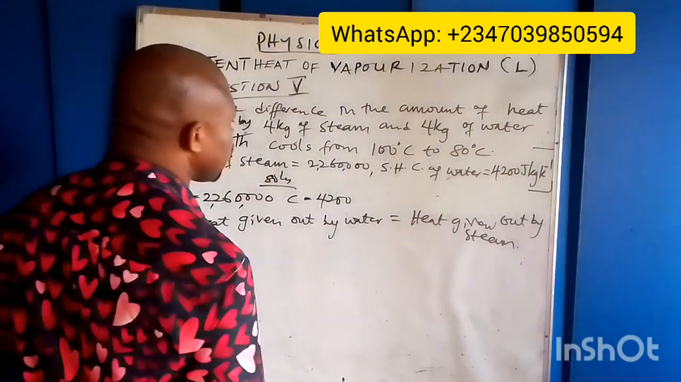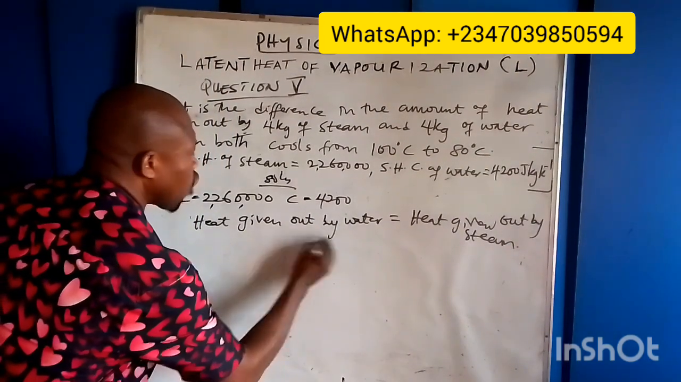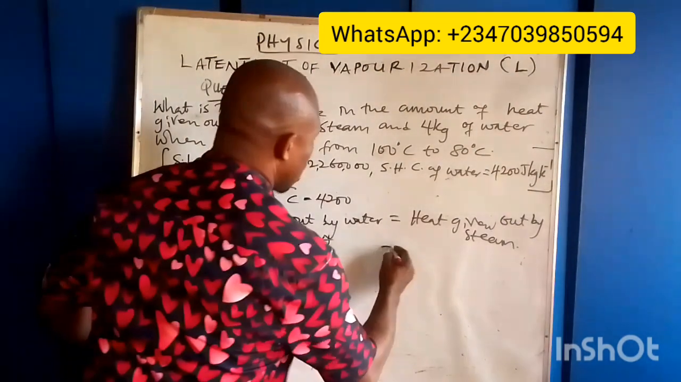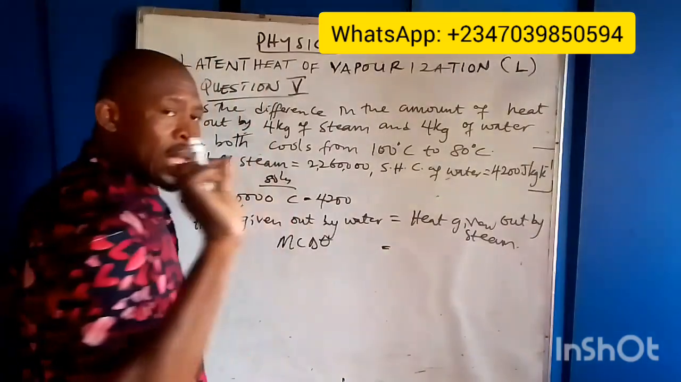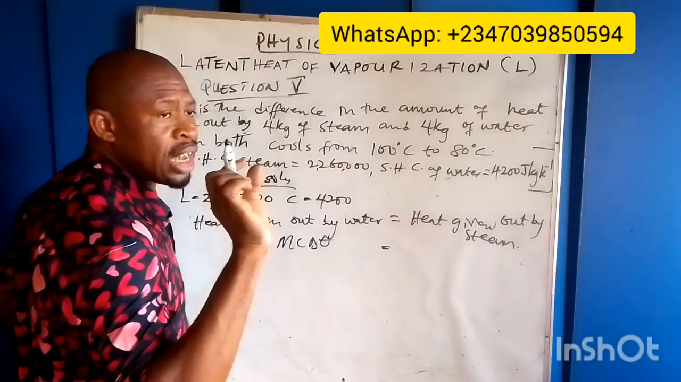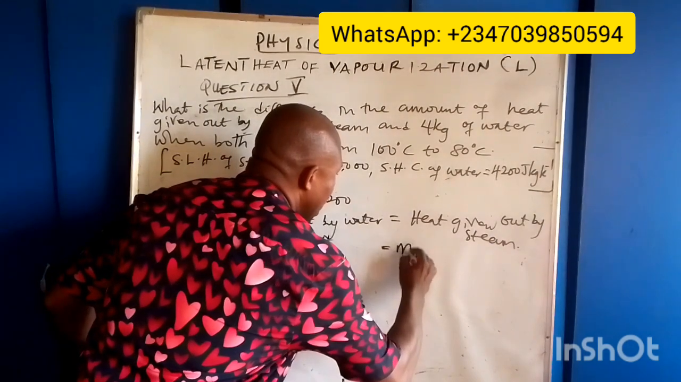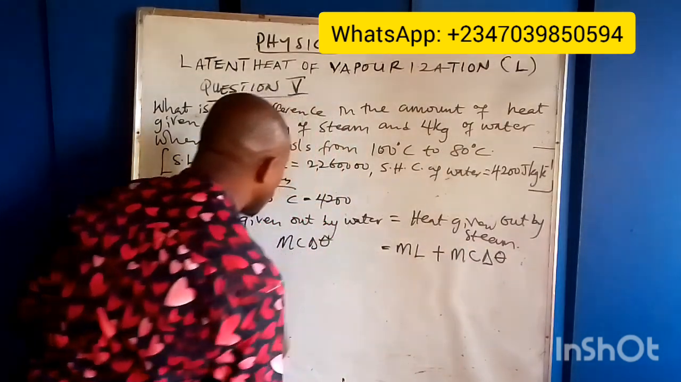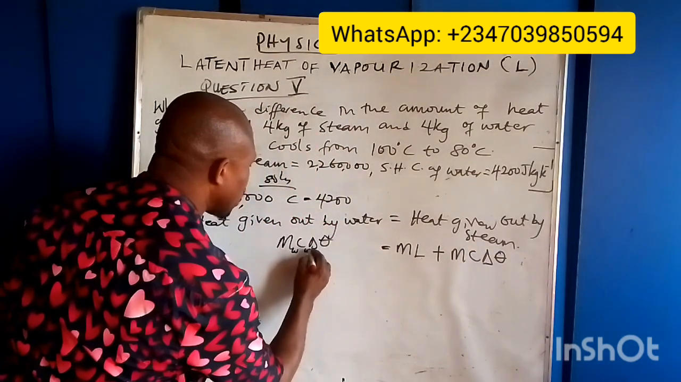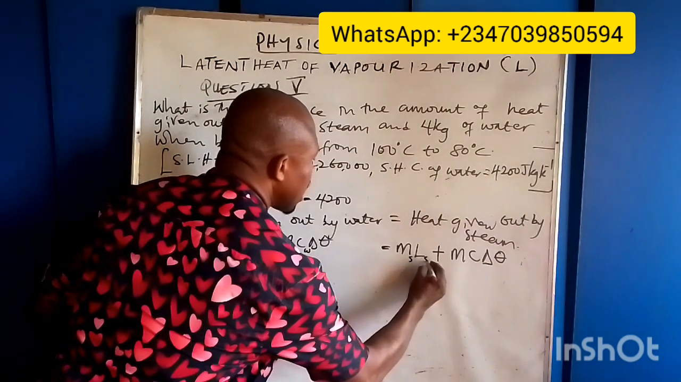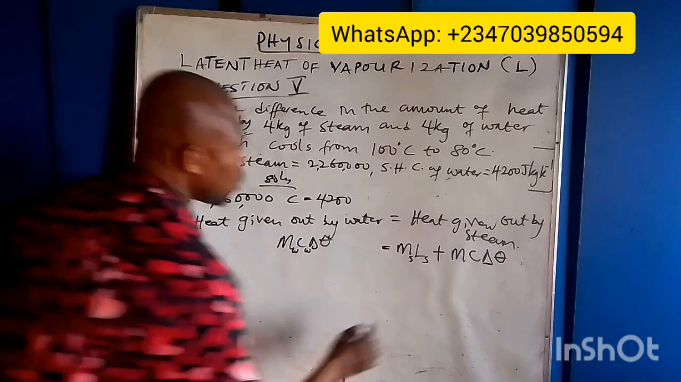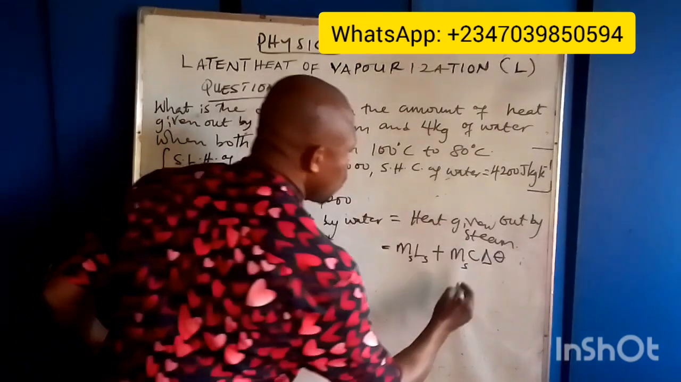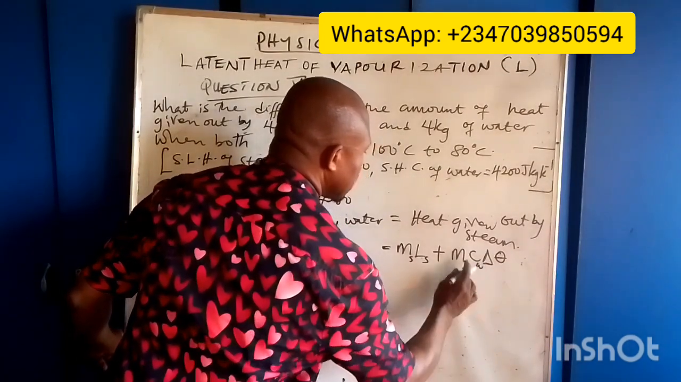Now, heat given out by water is, of course, mc delta theta for water. And for steam, we have the specific latent heat there, which will give us mL plus mc delta theta. So we can have water here, and steam here. Simple. So here will still be steam, and here will be water.